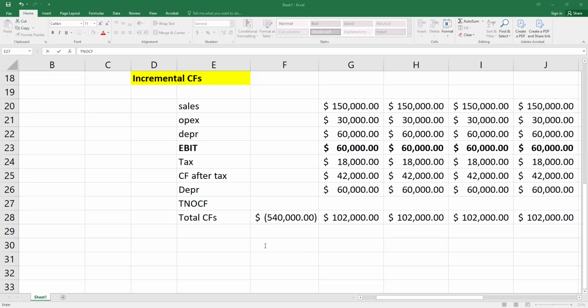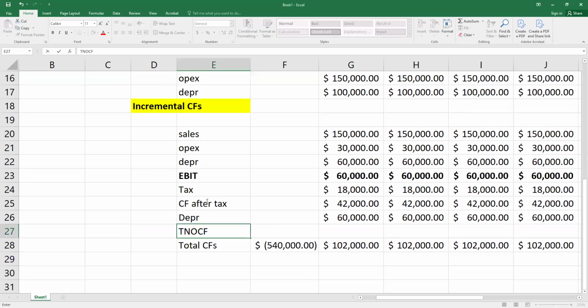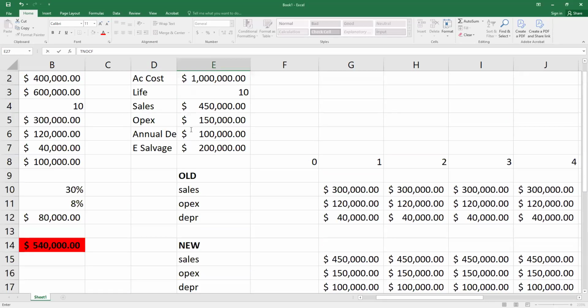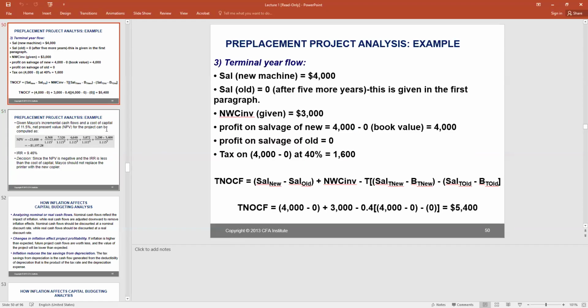Now, okay, that's what I want to do. Now let's go with the terminal value of the cash flow. As we know the expected salvage value of the new one here, and if you remember the formula of the terminal value, look at what it says: salvage value of the new one minus old one, plus net working capital, minus tax times salvage new minus book value, salvage old minus book value. So that will give you the terminal non-operational cash flow.